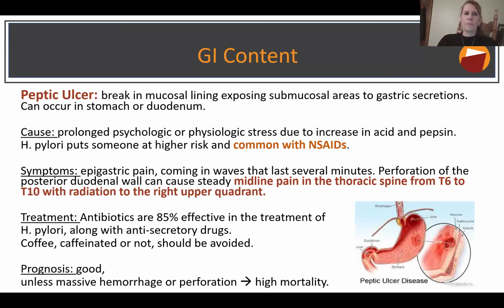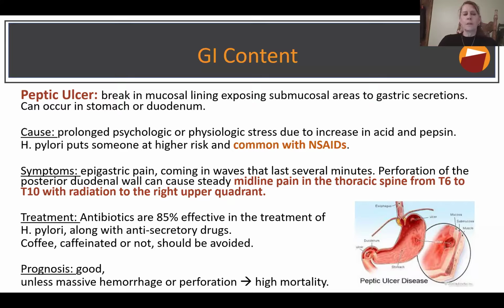If they don't do that, or something continues, then they can get the ulcer. It breaks through the mucosal lining. This can occur in the stomach, but also in the duodenum. Also, gastritis and peptic ulcers can be due to stress. Somebody under prolonged or extreme stress has increased acid and pepsin in the stomach, and that can cause it as well.